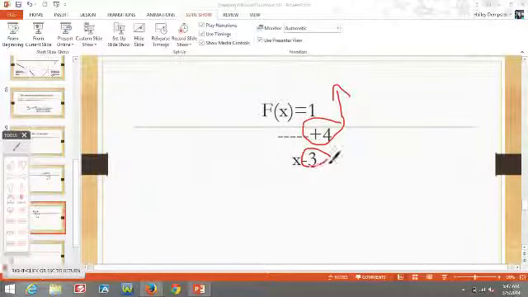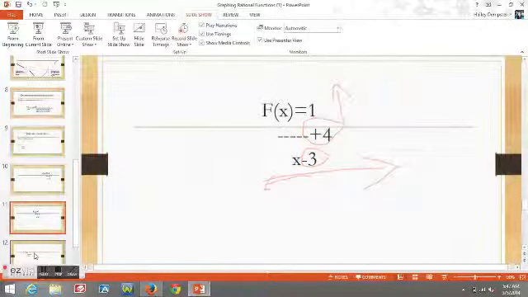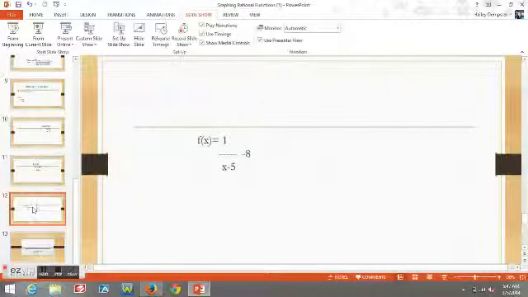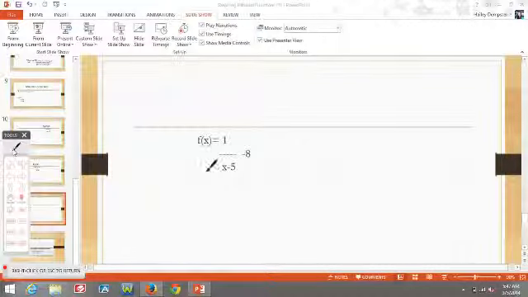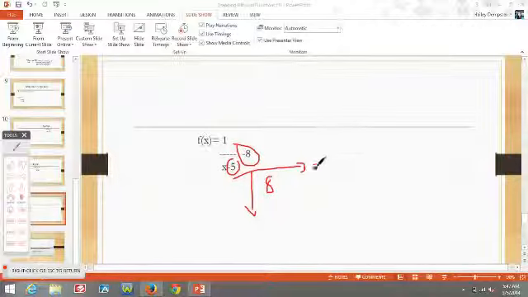A plus 4 to move it up 4. And a negative 3 to push it, sorry, my bad, to push it to the right 3. A negative 8, pushing it down 8. And a 5, pushing it to the right 5.